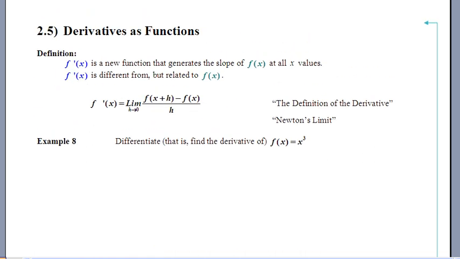All right, so now we're going to take a look at derivatives as being new functions. And we've got this little apostrophe notation again, which we pronounce as prime. So this is pronounced f prime of x. It's a new function that will tell you the slope. It generates the slope of f of x at all x values that you could want. This new thing called the derivative, it's different from f of x. It's not the same thing, but it's definitely related to it because it'll be the slope anywhere.